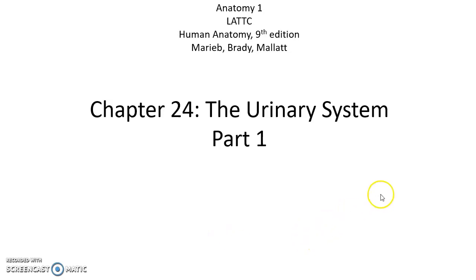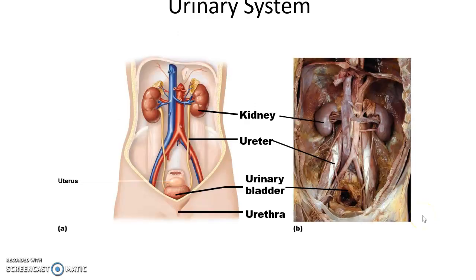Chapter 24, the Urinary System, Part 1. So, the urinary system is deceptively simple. If you look at the main organs, we have the right and left kidneys. We have the ureters, right and left ureters attaching the kidneys to the urinary bladder. And then from the urinary bladder, we have the urethra, which carries the urine outside of the body.